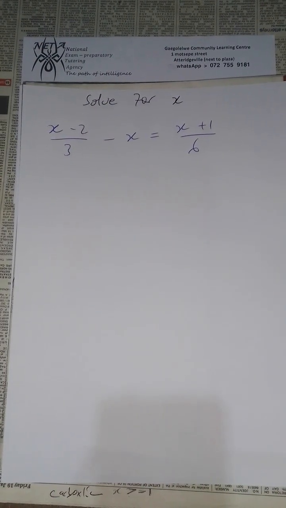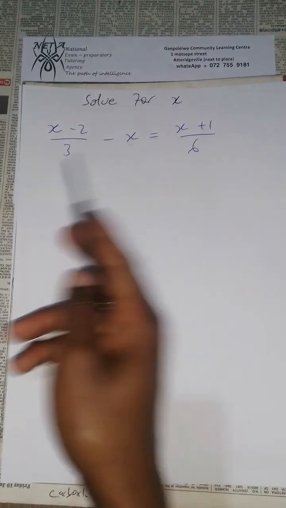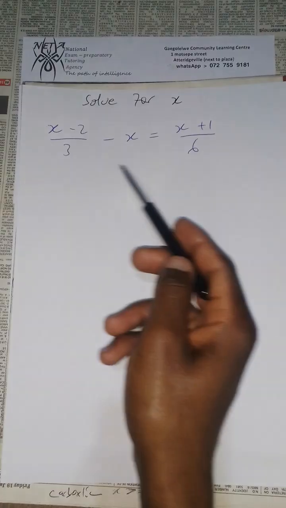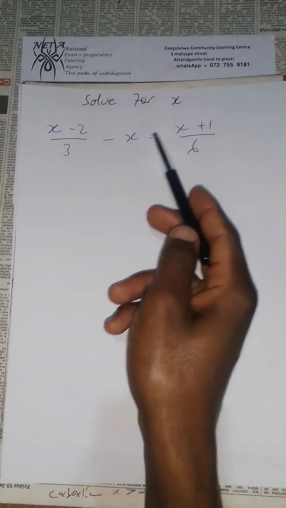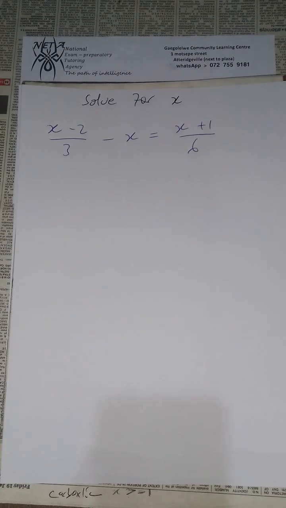Grade 8s and grade 9s, we are given the challenge to solve for x where we have an equation with two fractions. And this is what we call an equation because it has an equal sign that divides the two expressions. The two expressions are divided by an equal sign.